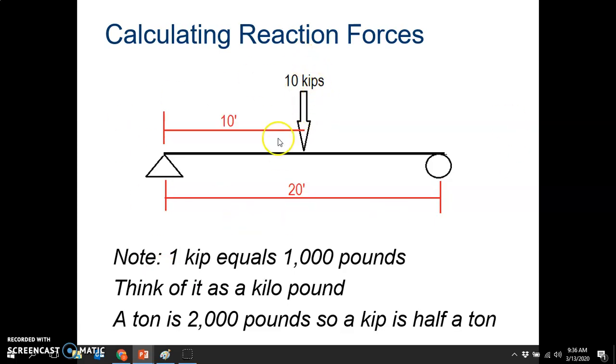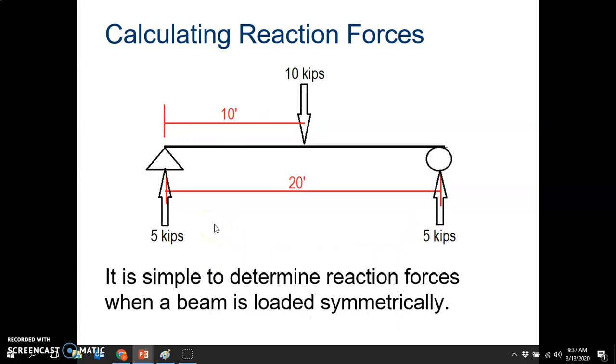So if we apply 10 kips right in the middle of this 20-foot beam, what would be the reactionary forces from here and here? Like if someone and I were holding up a table and someone was standing right in the middle, how much would each of us be holding up? Well, I think this one should be easy, right? Each one would be 5 kips. 10 kips are applied right in the middle. Each of us is responsible for half of it.